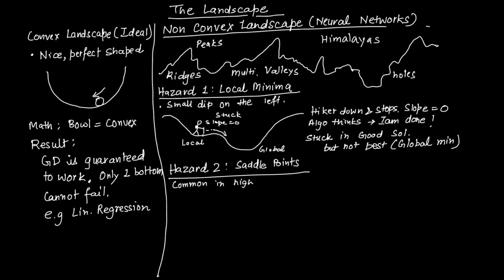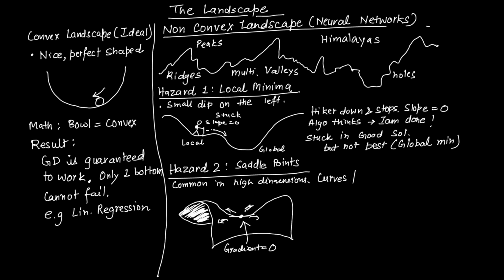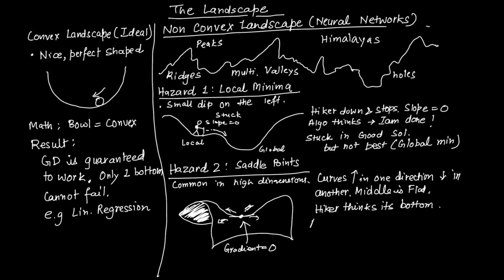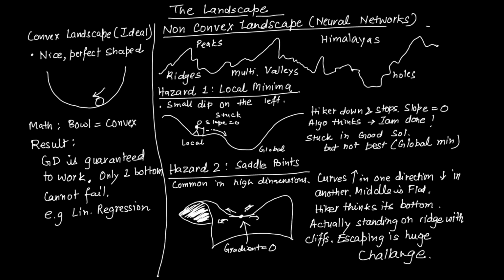A saddle point is a point where the landscape curves up in one direction, but down in another direction. Right in the middle, it's flat. The gradient is 0. If the hiker lands here, they stop. They have 0 gradient. They think they are at the bottom, but they are actually standing on a ridge with a cliff on both sides. Escaping saddle points is one of the biggest challenges in training deep networks.